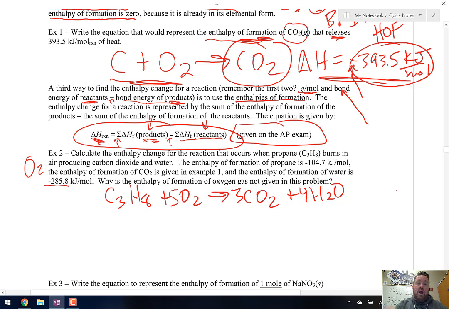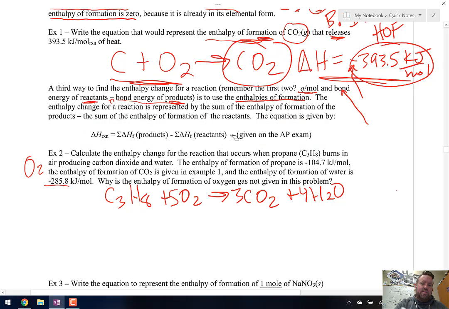Okay, and now we know that in order to calculate the enthalpy change for this reaction, we're going to take the enthalpy of formation of the products. So our products are CO2 and H2O. And yes, we have to use the coefficients from the balanced equation. Remember that whole moles of reaction. Negative 393.5 is the amount of kilojoules per 1 mole of CO2 that's produced.